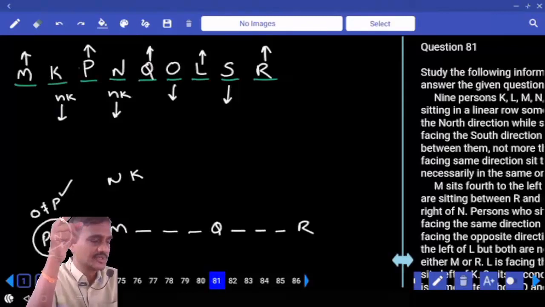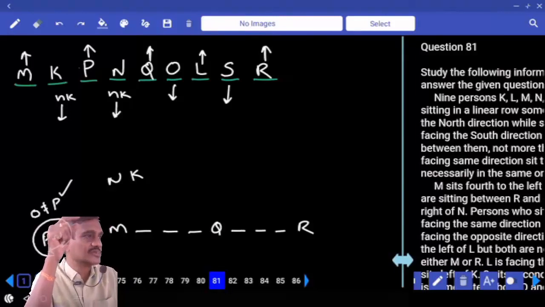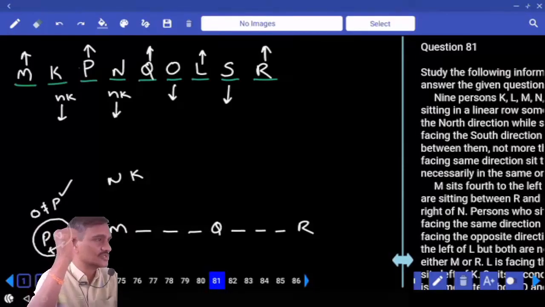Next, four out of the following means odd one out. Now M and L, both the persons are facing towards north. And Q and R, they are also facing towards north. O and K: O is south and K is also towards south. Then next one, R and P, towards north. L and P also towards north. Except O and K, the remaining pairs of persons are facing towards north and these two persons are facing south. Hence, choice 3 is the odd one.